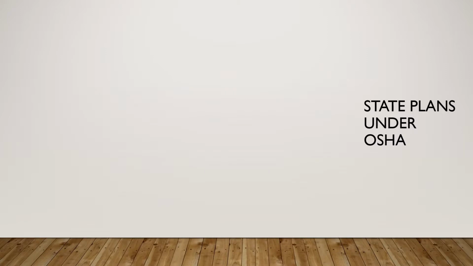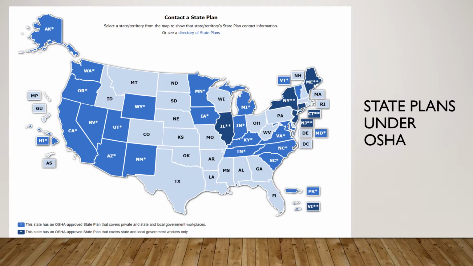State plans under OSHA. So, what are state plans? State plans are OSHA-approved workplace safety and health programs operated by individual states or U.S. territories. There are currently 22 states that are OSHA-approved state plans and cover private sector, state, and local government employees. These state plans are monitored by OSHA and must be at least as effective as OSHA in protecting workers and in preventing work-related injuries, illnesses, and deaths.